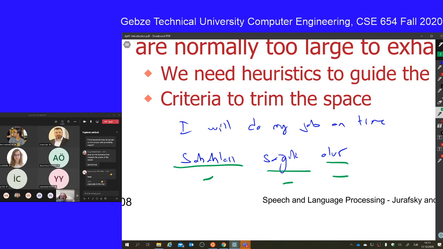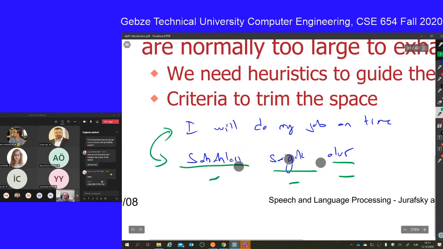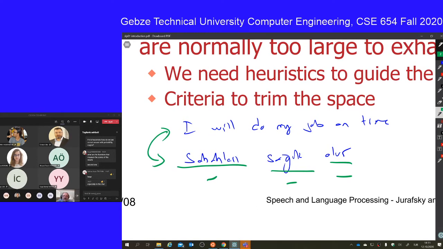If I think that the translation of I will do my job on time and sabahları soğuk olur are translationally equivalent, then I say, okay, this is grammatically correct, but these two don't correspond. So what would correspond? Maybe işimi zamanında yapacağım, işimi zamanında yaparım, işimi bazen yaparım, işimi yapmam. So I have to choose one of them. And whatever I choose, it should be meaningfully correct, also grammatically correct.